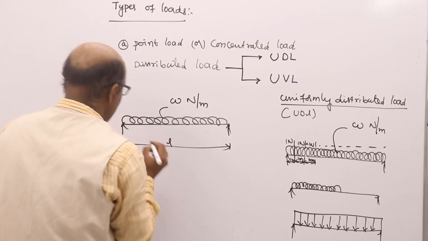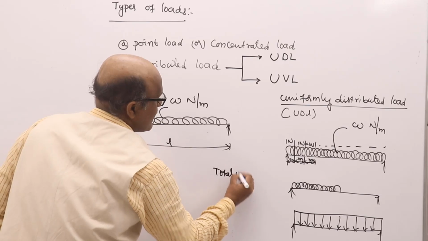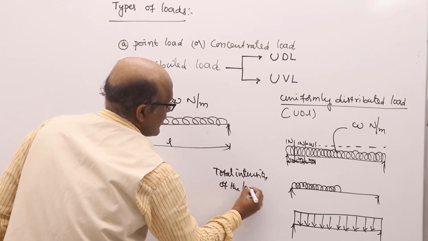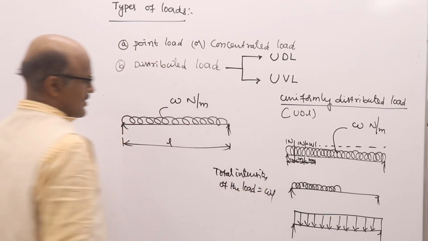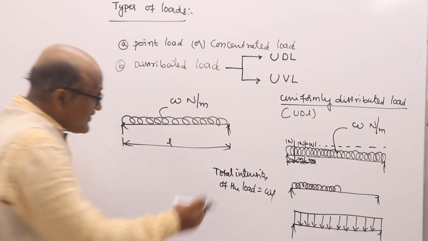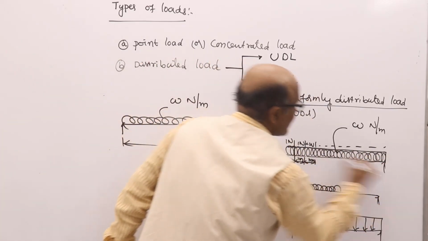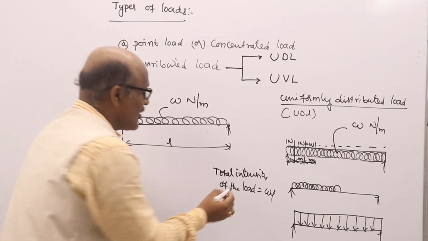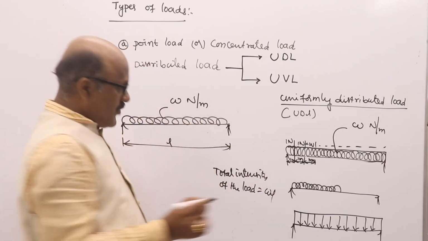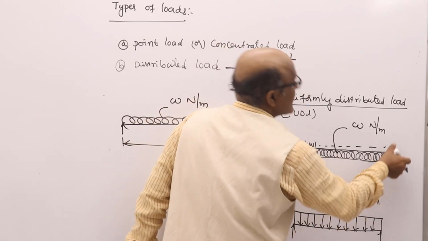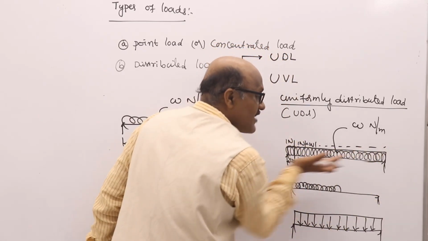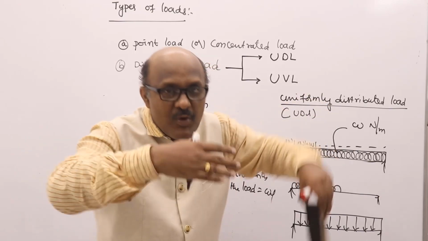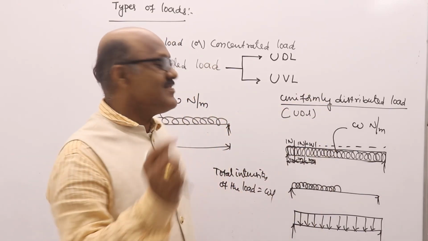So the total intensity of the load is equal to W into L. Where is it acting, my dear students? This is in the form of a rectangle, yes or no? So at the center of gravity point, this total load intensity is acting. It is a rectangle, L by 2, H by 2. But we will consider the horizontal line because the load is acting along the length only, so we must consider the length dimension.